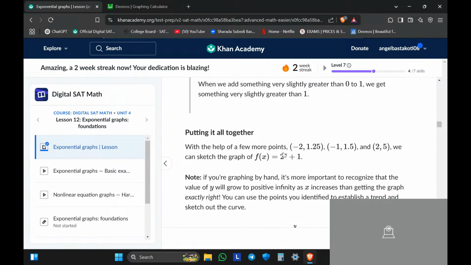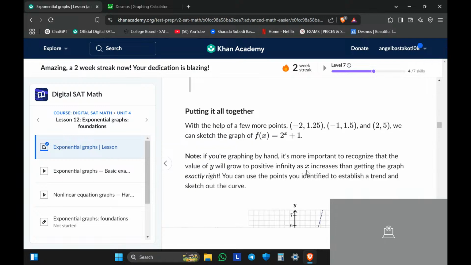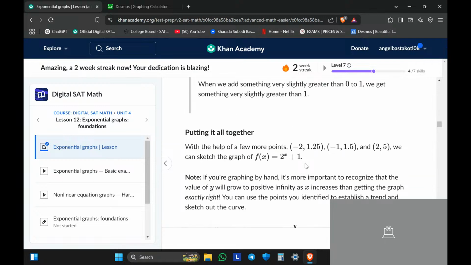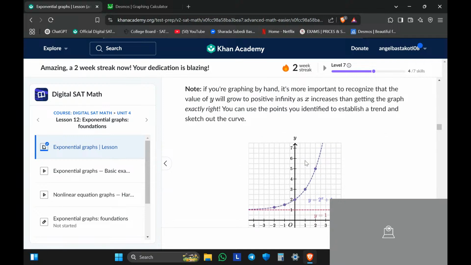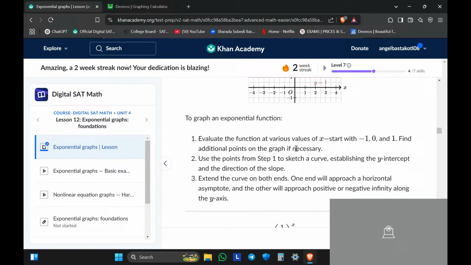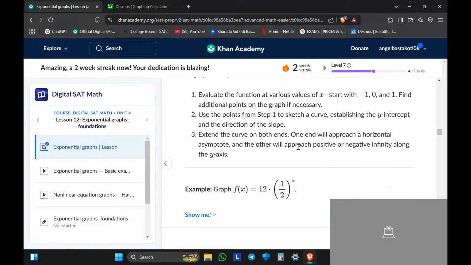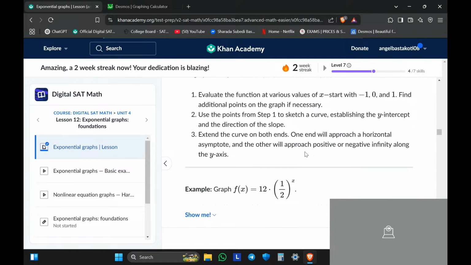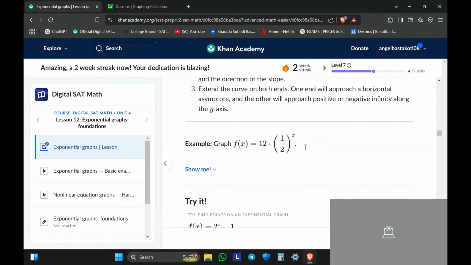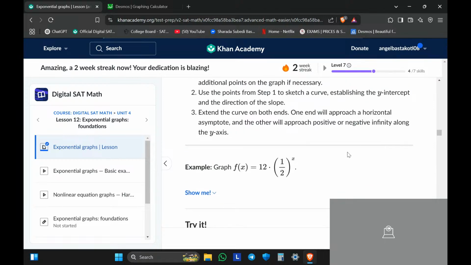Putting it all together, let's graph. If you are evaluating by hand, you will put a point at the plot, positive infinity. Finally, plot something on the graph and sketch. Plot the point and sketch a curve, establishing the y-intercept and the slope. Extend the curve on both sides, with a horizontal asymptote towards infinity on the y-axis.